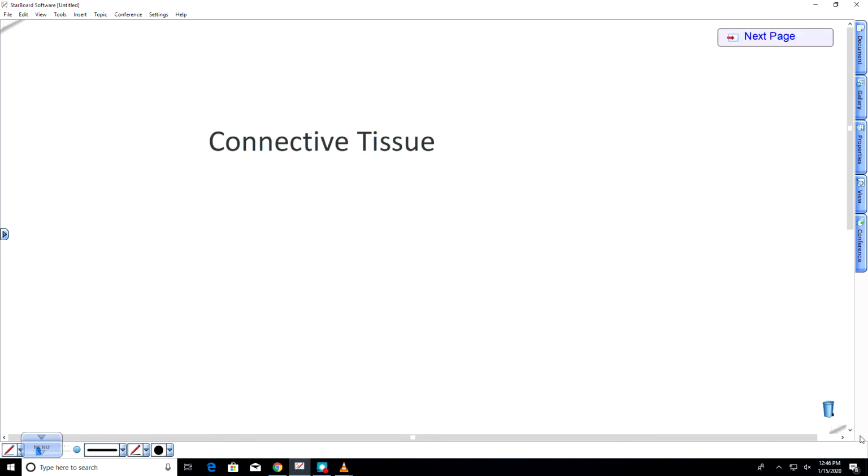Okay, so the next type of tissue that I want to talk about is the connective tissue. And the connective tissue is very diverse. All the connective tissues are derived from mesoderm, so they all come from the same embryonic tissue layer. That would include your bones, your cartilage, your fat, your blood. Those are all examples of connective tissue. So this is a very diverse group.